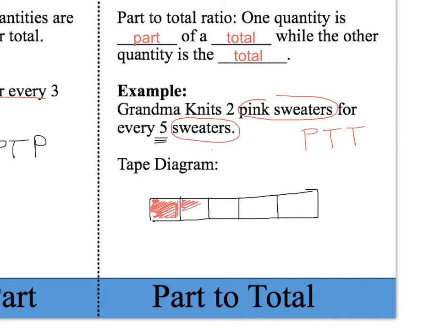And here's the second one. And the reason why I colored 2 is because these 2 represent the pink sweaters. So let's use these key concepts to solve the following examples.